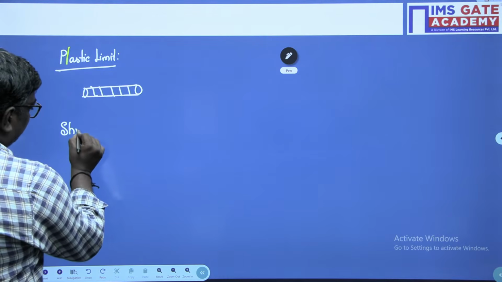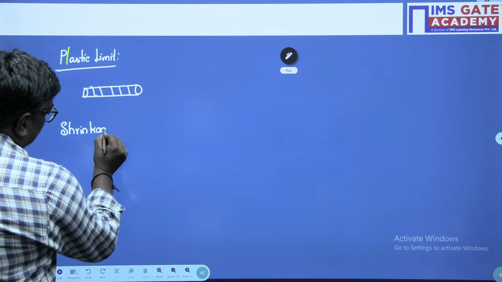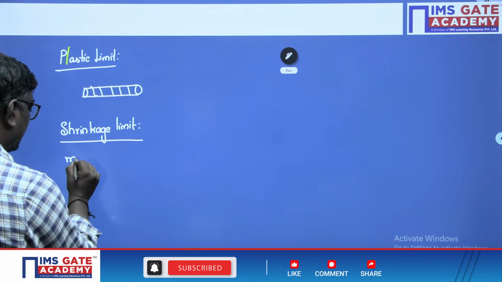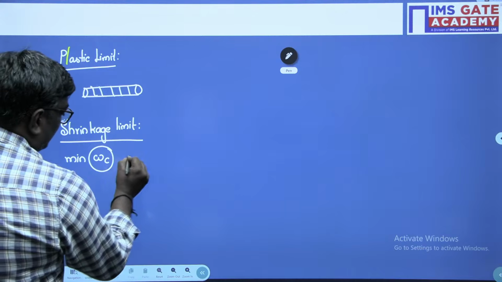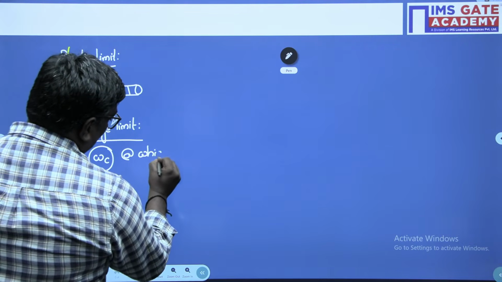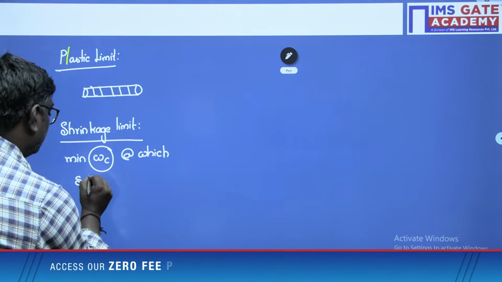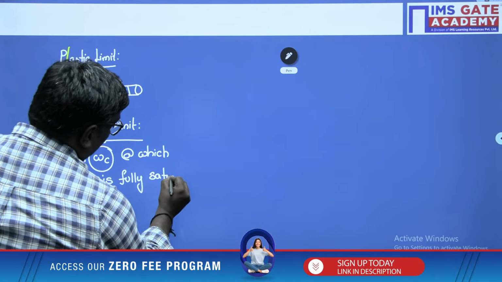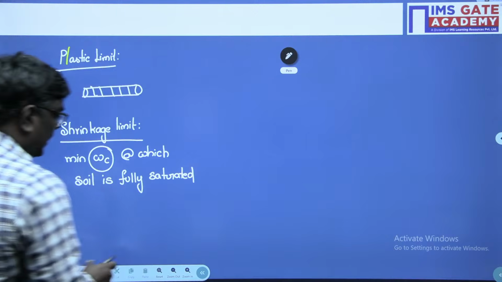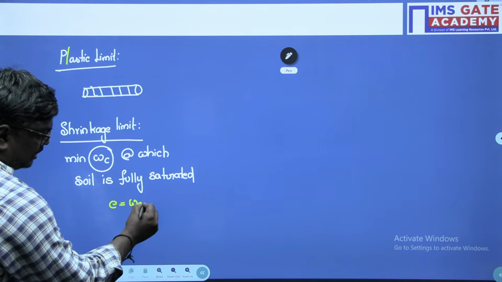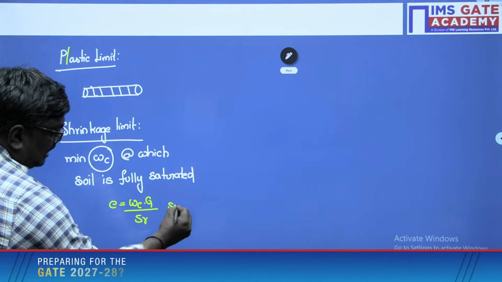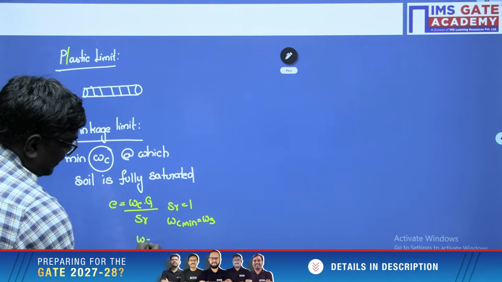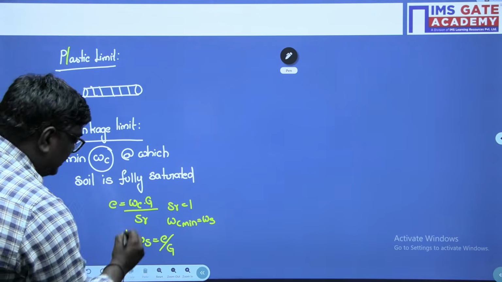Sir, shrinkage limit. What is shrinkage limit? It is the minimum water content at which soil is fully saturated. The minimum water content at which what, sir? Soil is fully saturated. We call it shrinkage limit. Now, my dear students, you know e is equal to water content into G by Sr. But Sr will be equal to 1. And when water content is minimum, it will be equal to shrinkage limit. So shrinkage limit can also be taken as the formula e by G.